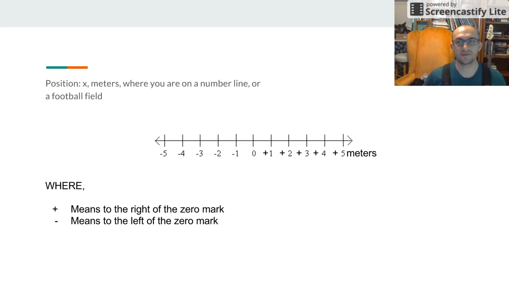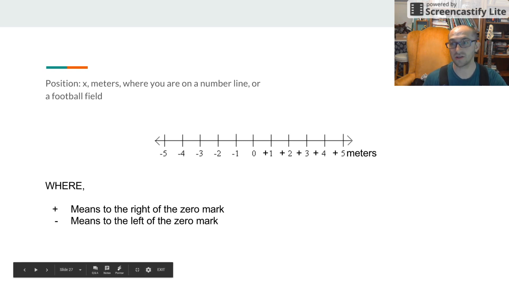We've already spoken about position. Position is measured in meters. We represent it with X, and it is where you are on the football field. You can see the number line that I put up here, and it sort of demonstrates what I am talking about, where you can exist anywhere on that number line.